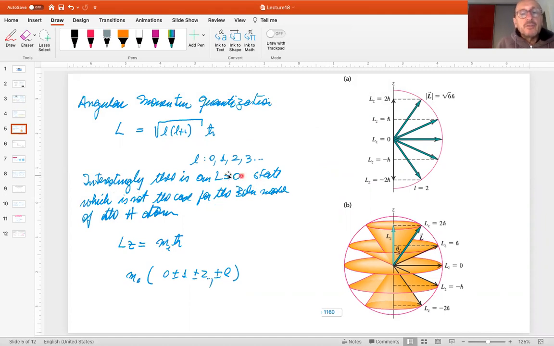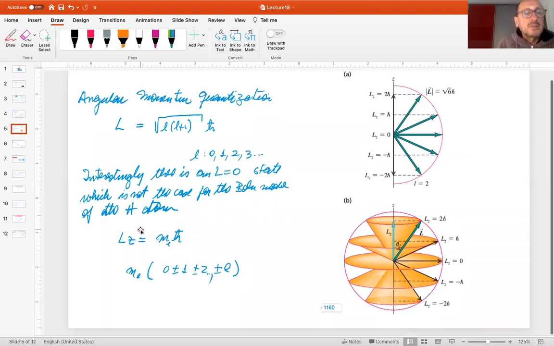Interestingly, in our solution of the Schrödinger equation, there is an L equals 0 solution that is valid. This is not the case in the Bohr model. Also, one can define an operator linked to the Z component of the angular momentum. That operator is simply minus i h bar times the derivative of the wave function with respect to phi.